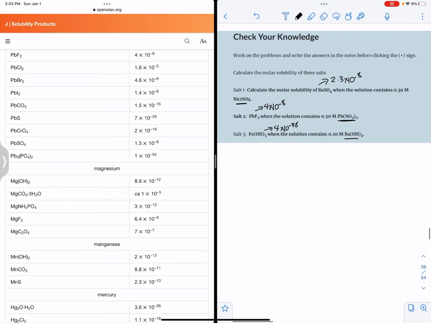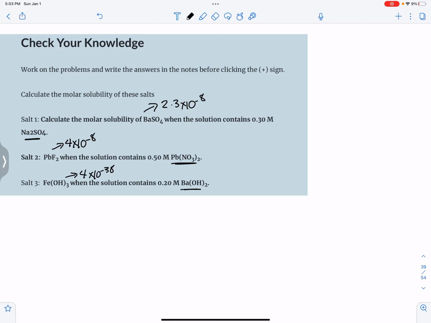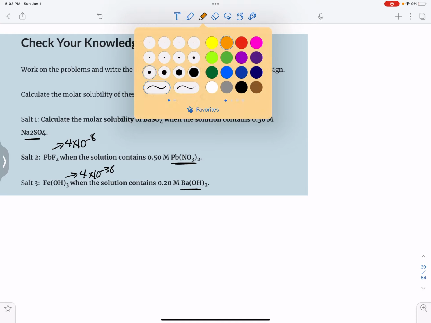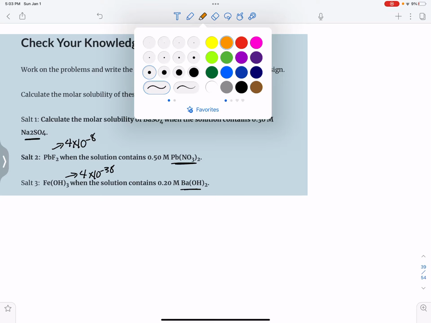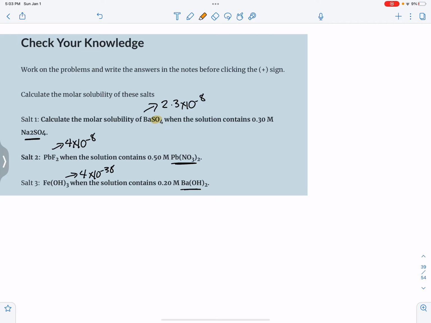All right, that's the first step: you get the KSPs of the things that you're pretty sure are the insoluble salts. Now we're going to figure out where the common ions are. So the SO4 part on this one is what's in common with the SO4 part on that one. The Pb is what's in common on those two. And then the OH is what's in common in those ones. So that's the next step. And then the final step is to figure out how much of the common ion I have.